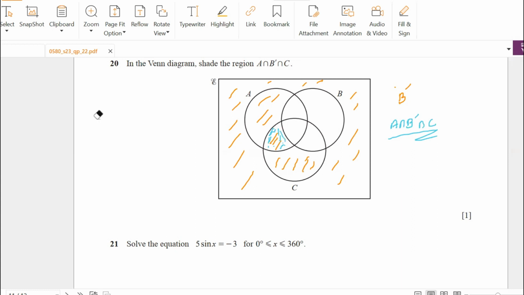Rest you can remove. Rest part, this part. Whenever you try this question, try with pencil so that at the end you can remove and keep the area which is the correct one. So shaded, the last, the correct shaded part. Okay. So this one shows A intersection B complement intersection C. I hope so it is clear. We move on next.